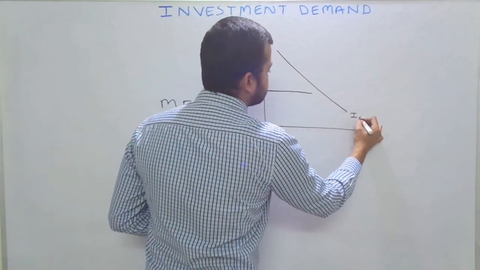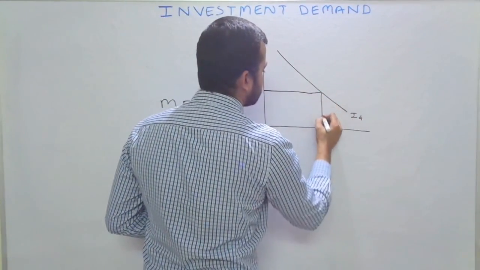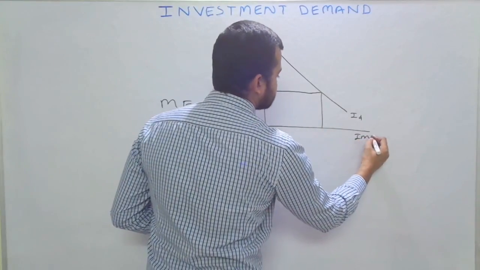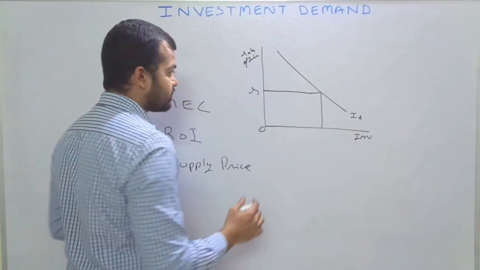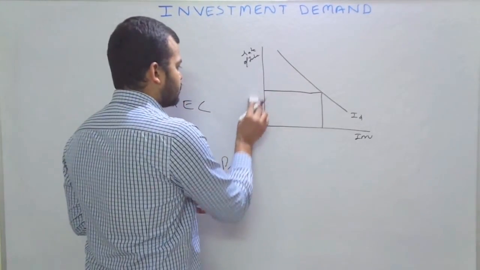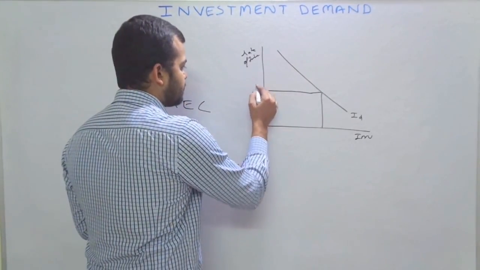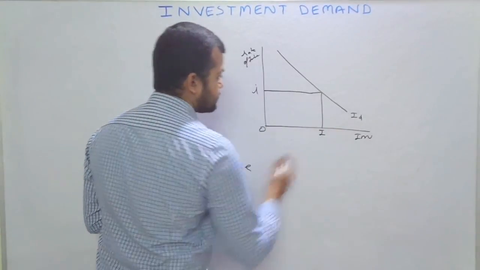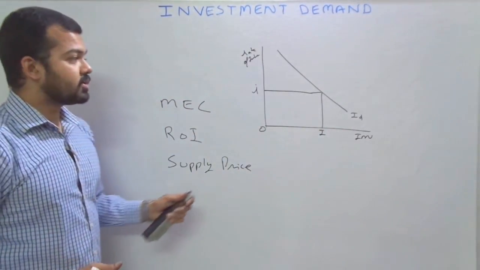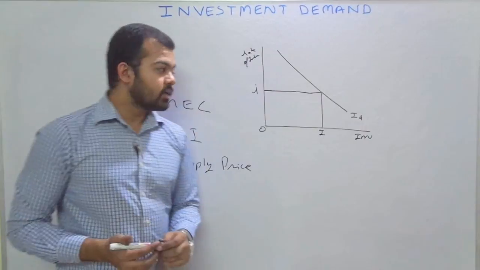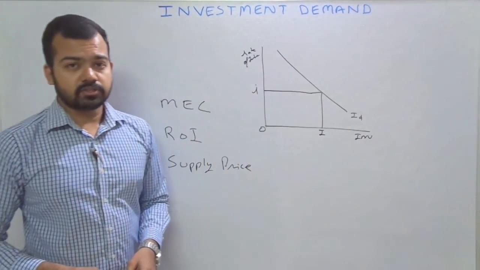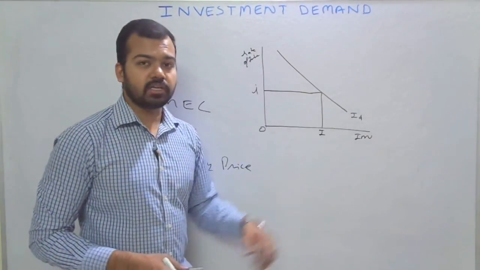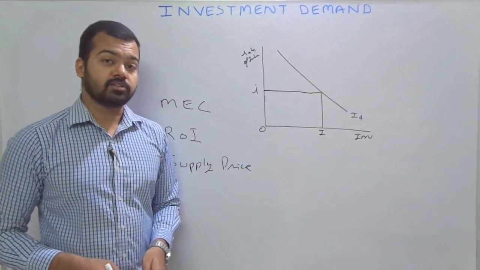Here this is investment demand. Here that is investment we are taking. So the rate of interest we are representing with R, or we should represent with I, and here investment. Suppose, for example, the investment demand curve is negatively sloped. Why is it negatively sloped? Because investment demand is inversely proportional to the rate of interest.